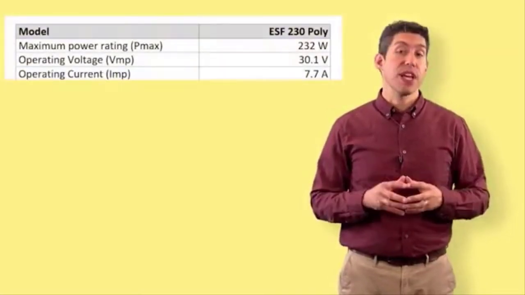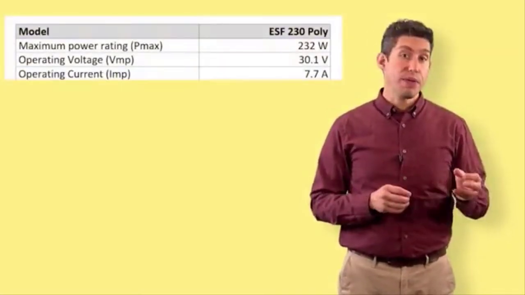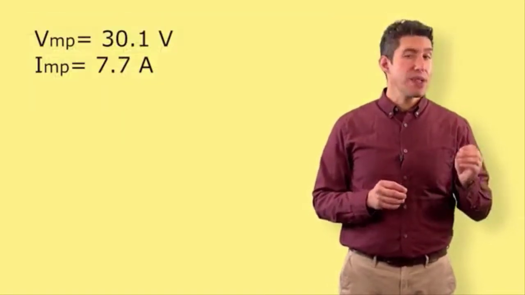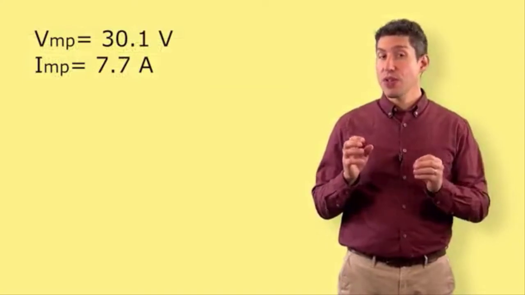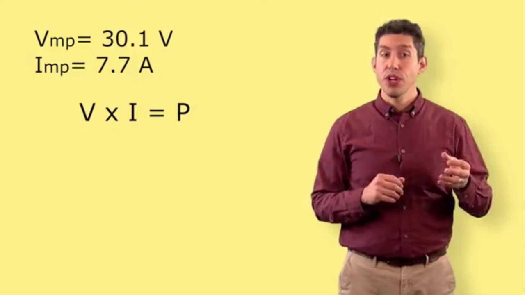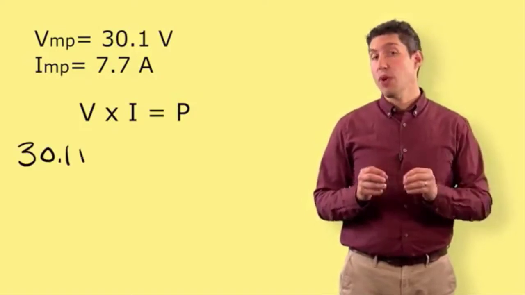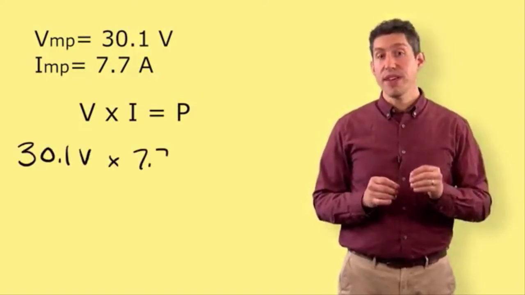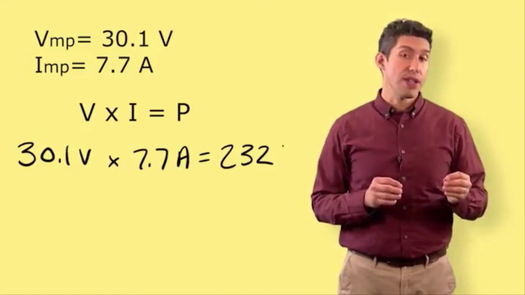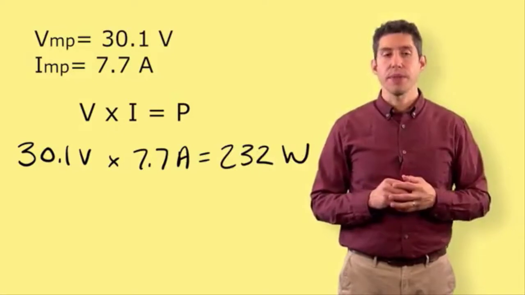So now that we looked at the specification sheet, let's begin to calculate efficiency. I've taken some voltage and current values from a specification sheet, the voltage at maximum power, VMP, and the current at maximum power, IMP. If we want to calculate the maximum power, which is in the units of watts, it's going to be equal to the voltage times the current. So 30.1 volts multiplied by 7.7 amps is equal to 232 watts, rounding up to the nearest watt.